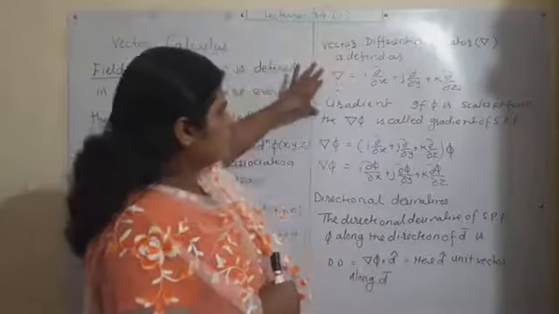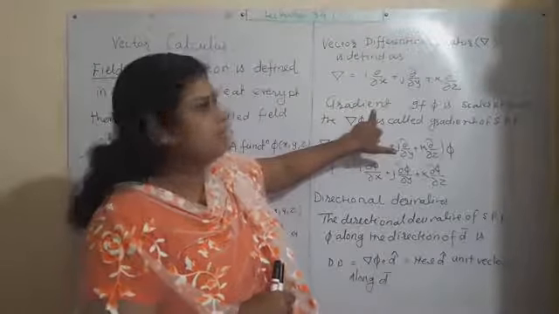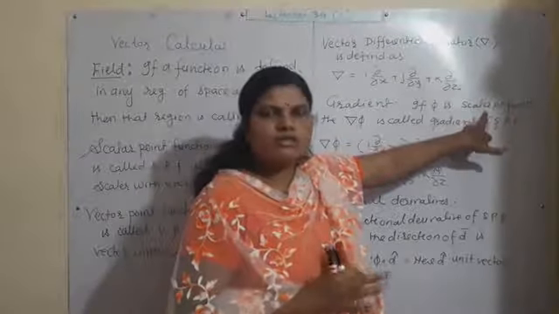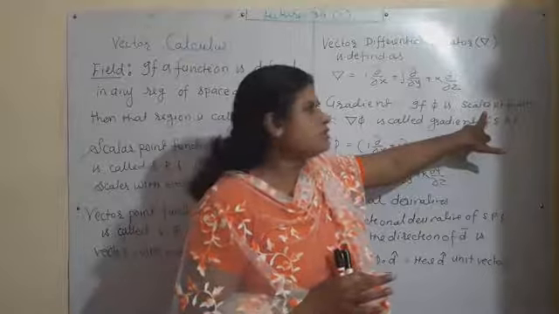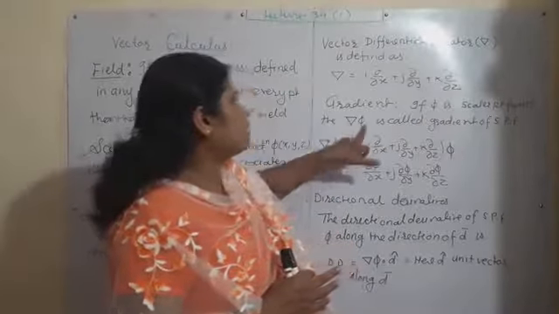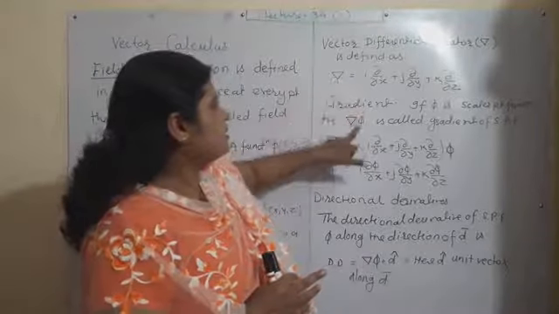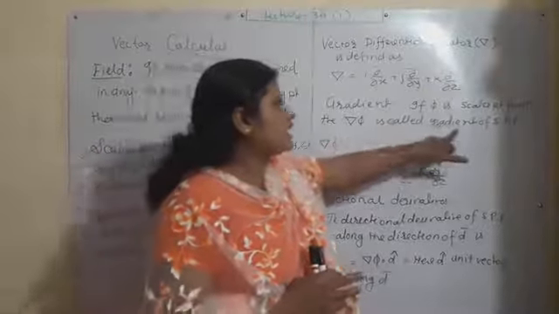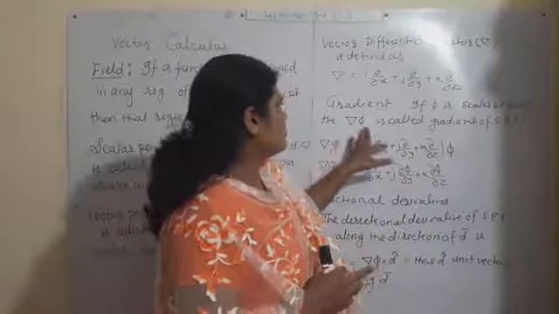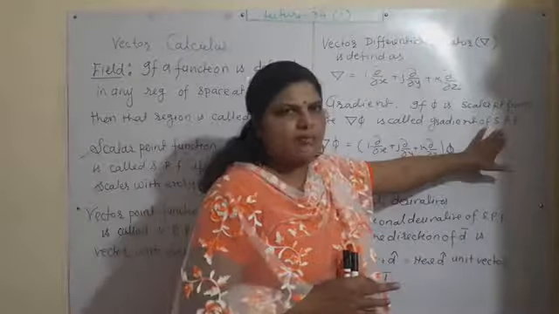Now the next definition is the gradient. How can we calculate the gradient? If phi is a scalar point function, we have already seen its definition, then grad phi or del phi, when we operate the operator del on that phi, is called the gradient of the scalar point function. If the del operator is operated on that scalar point function, then that term is called the gradient of the scalar point function.